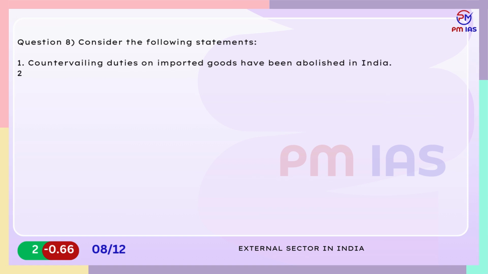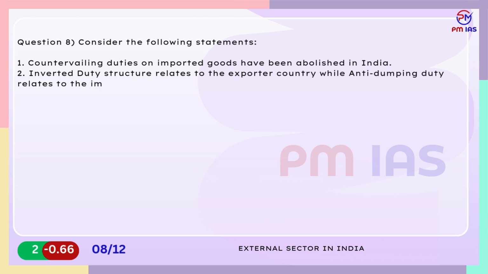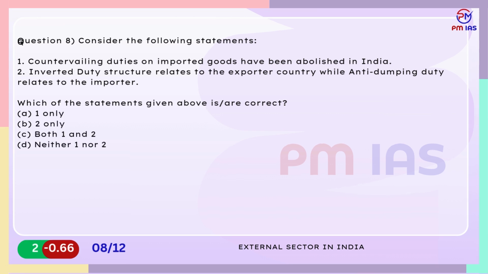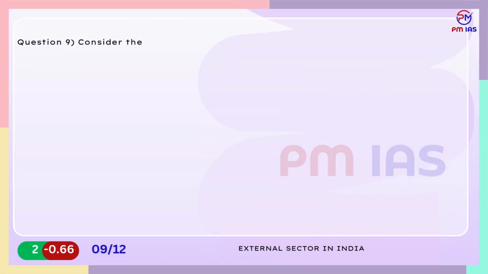2. Inverted duty structure relates to the exporter country while anti-dumping duty relates to the importer. Which of the statements given above are correct? A. 1 only. B. 2 only. C. Both 1 and 2. D. Neither 1 nor 2. Question 9. Consider the following statements regarding World Trade Organization, WTO.